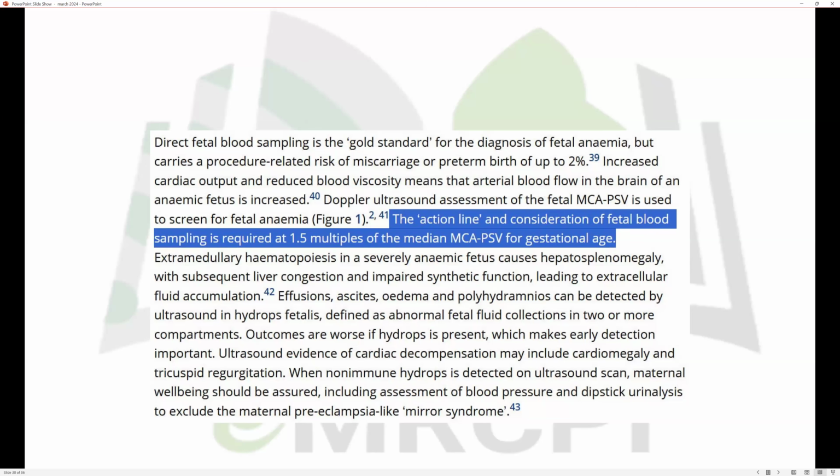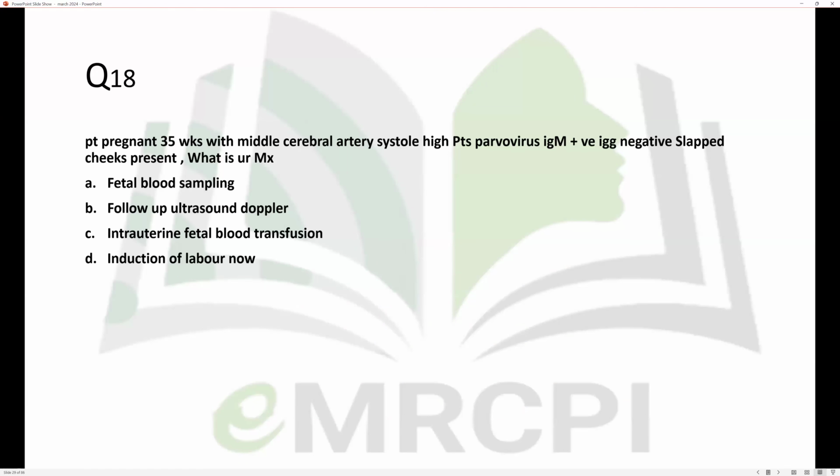Yes, the action line and the consideration for fetal blood sampling, to Doppler. Yes. Okay. Why? Because based on that diagnosis, the next step in action will be done. Okay. So yes, the answer is A, fetal blood sample.